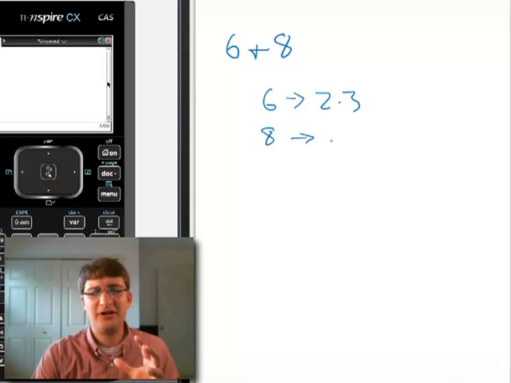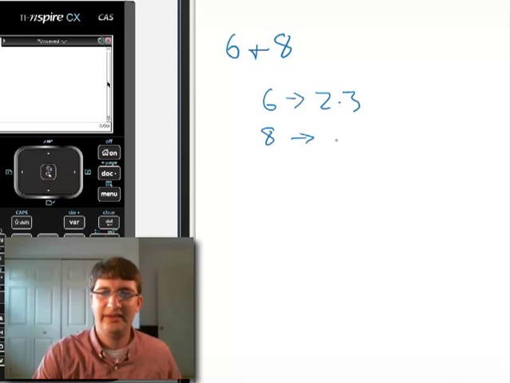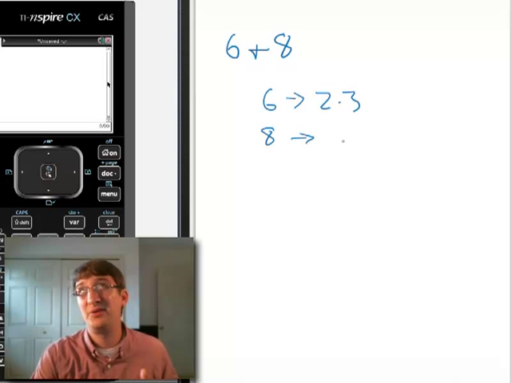Now, when you're starting to do these at first, they are a little tricky. For example, when I think of 8, I think what times what is 8?